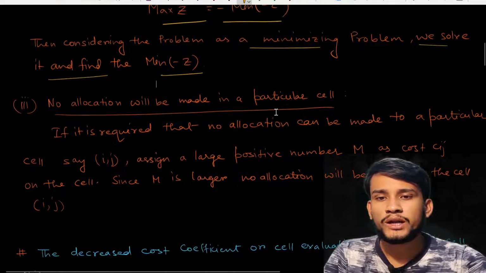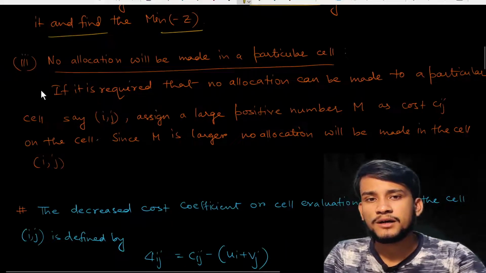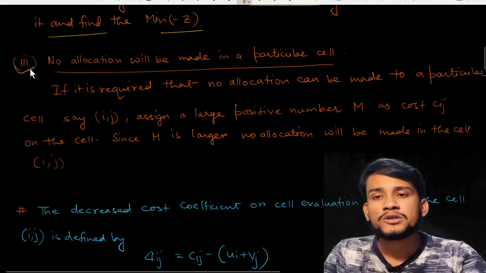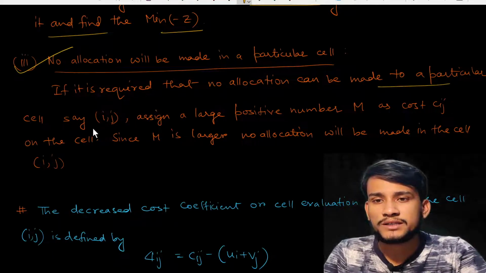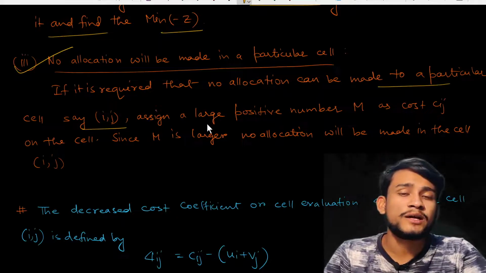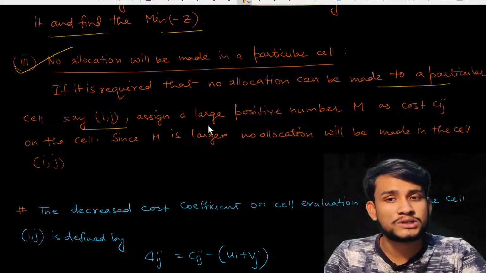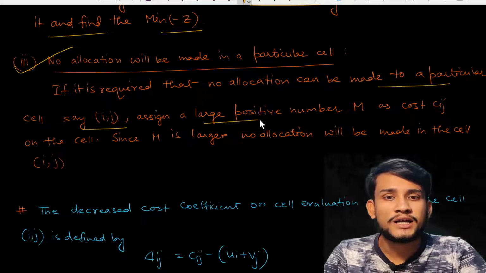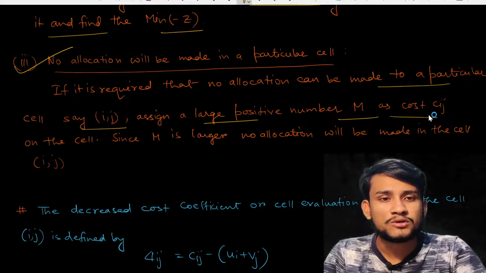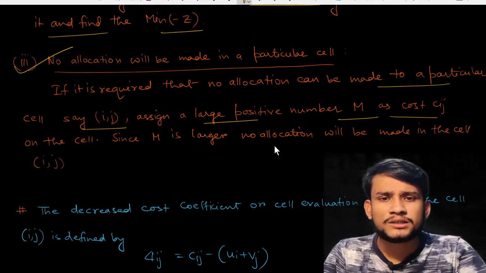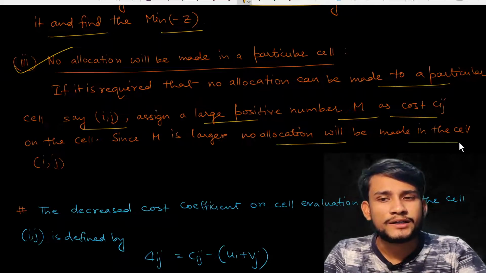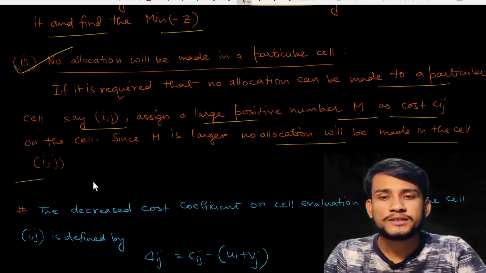No allocation will be made in a particular cell. It is required that no allocation can be made to a particular cell, say ij. That is, if there is no allocation, then assign a large possible number M as the cost Cij on the cell. Since M is larger, no allocation will be made in the cell ij. So I think it is clear.